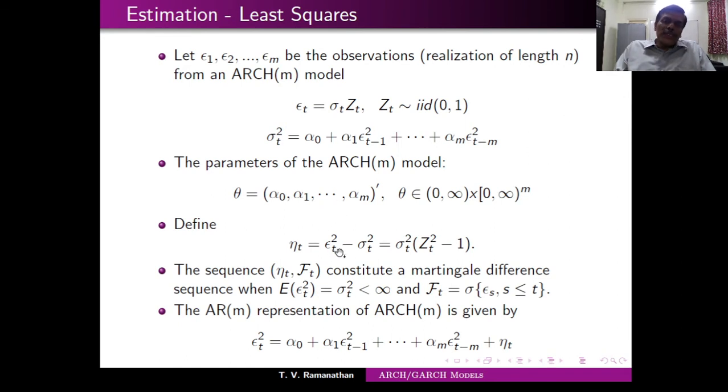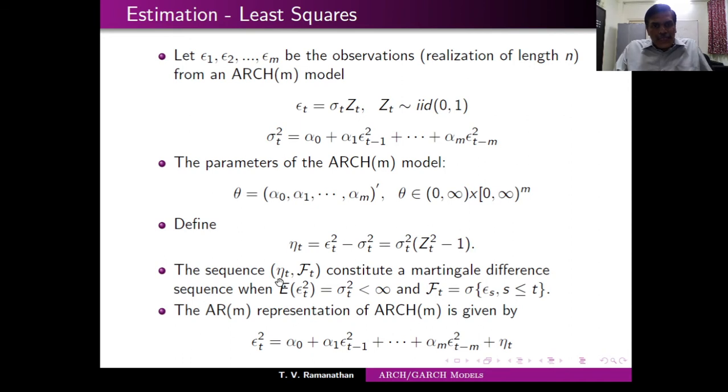But what we'll do is rewrite this equation. I am going to define eta_t as epsilon_t squared minus sigma_t squared. Since epsilon_t is sigma_t z_t, epsilon_t squared means sigma_t squared z_t squared. If you take sigma_t squared out, you get z_t squared minus 1. So you can get this kind of thing.